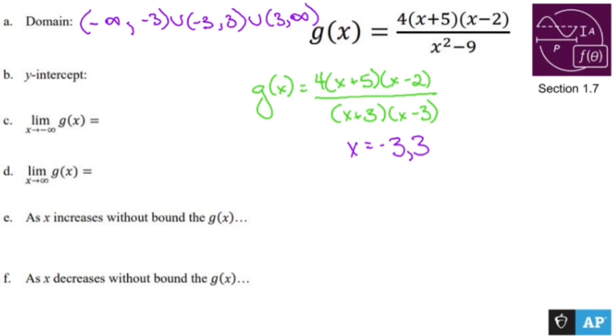Okay? That's the domain. Now to find the y-intercept, I'm going to focus on when x is equal to 0. That's kind of a long way of doing it. So what I can do is I can FOIL out the top but only focus on certain things. Now I know what I can do. I know what's going to happen.